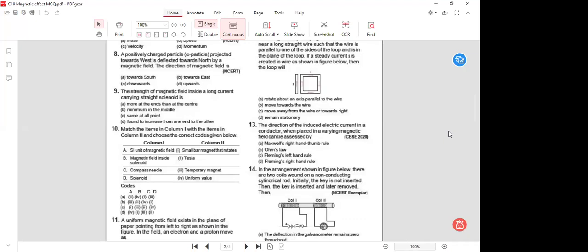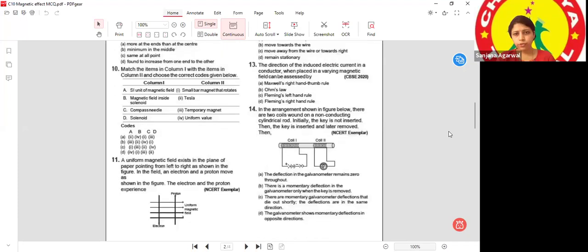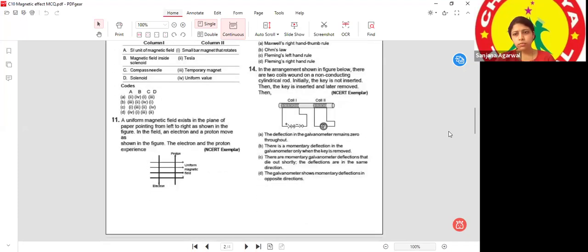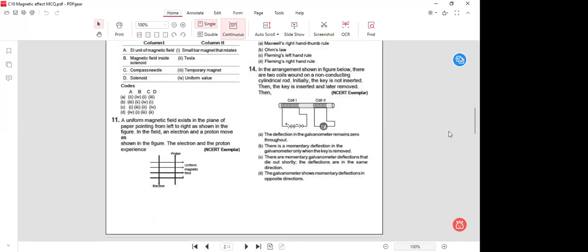13. The direction of the induced current in an electric conductor when placed in a varying magnetic field: Fleming's right hand rule. 14. The two coils in a non-conducting cylindrical rod.